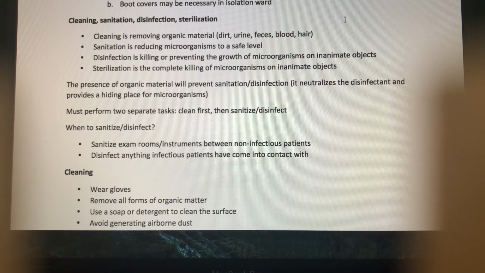Animals in for a wellness check that don't have anything wrong with them, we can just sanitize in between because they don't have any microorganisms that are going to be really nasty to the next animal. However, anything that an infectious patient has come into contact with needs to be disinfected.